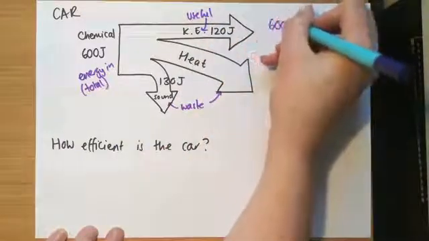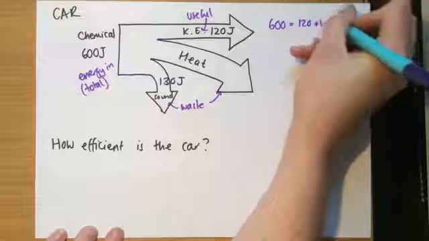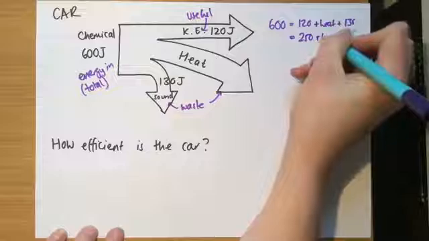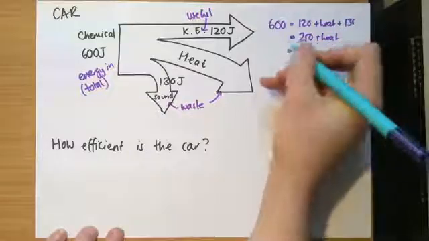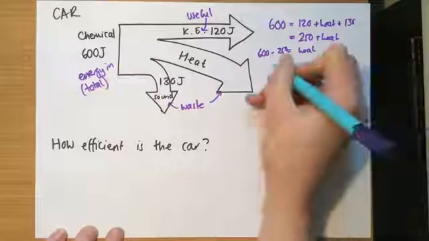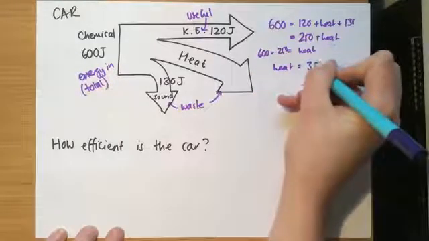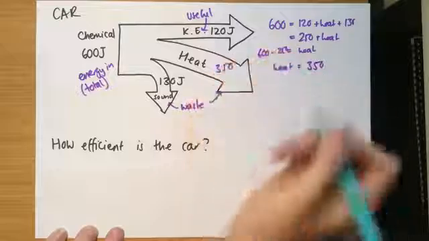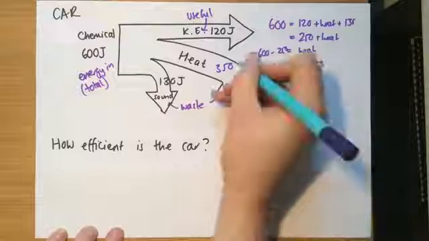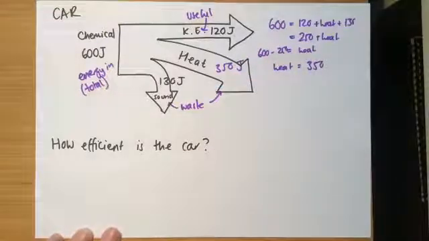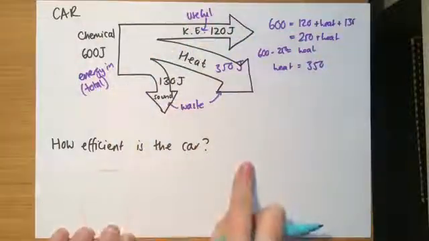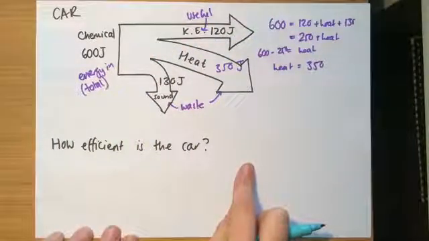So 600 equals 120 plus heat plus 130, which is equal to 250 plus heat, which means that 600 minus 250 equals the heat. So the heat energy is equal to 350. I could have worked that out without all that rearranging. So 350 joules are wasted as heat. Now what often happens is you'll be asked to use this to analyse a situation and work out the efficiency of a car, or another device.